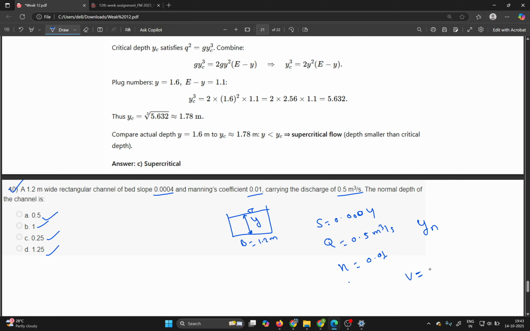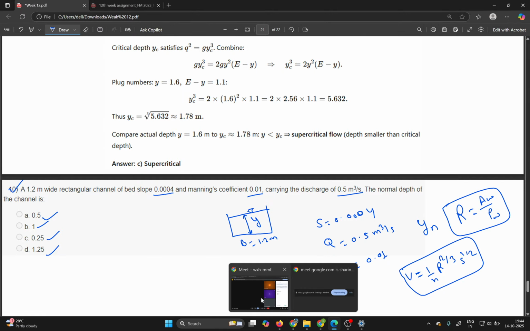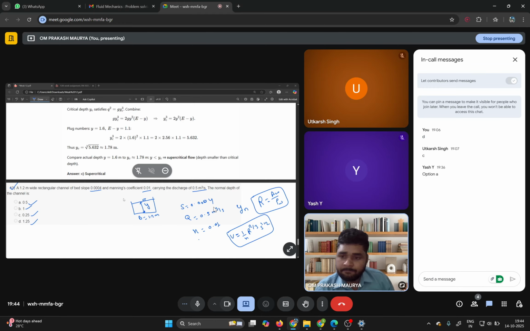So what will be the velocity formula? Okay, please first try to calculate, then I'll write it for you. 1 by n, or you can search the formula also if you do not know. R is nothing but your hydraulic radius, area by wetted perimeter. So now you can calculate very easily. For this question, you both please take 5 minutes, because this is a calculative type. So just try to calculate this.